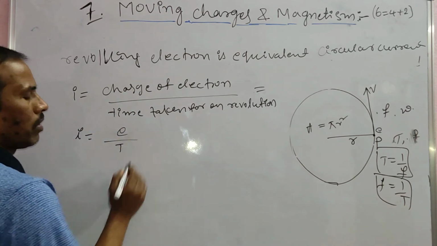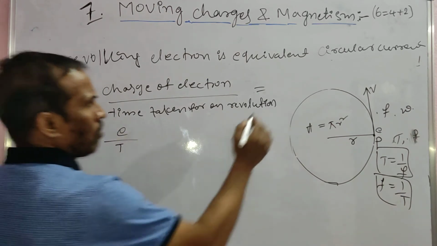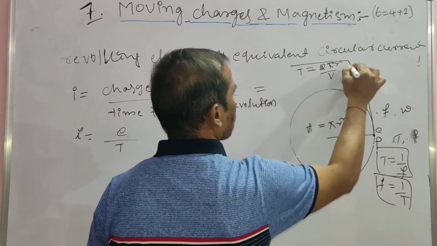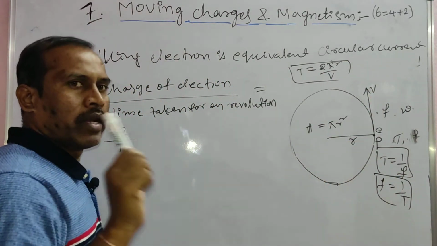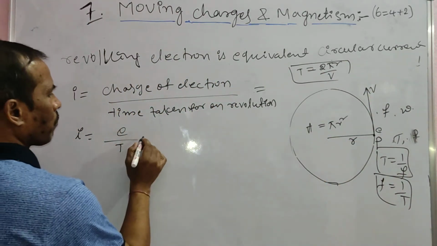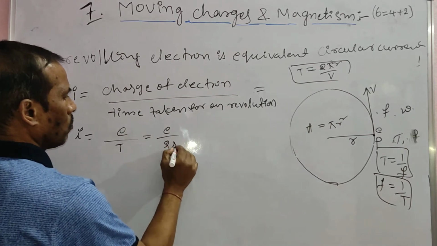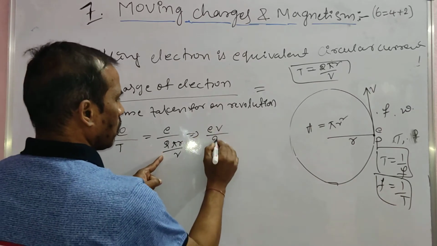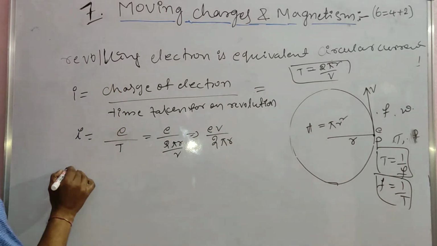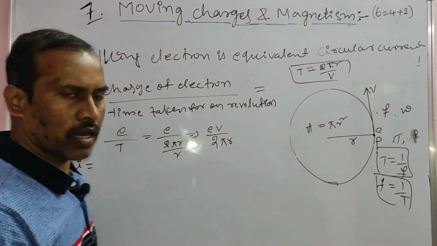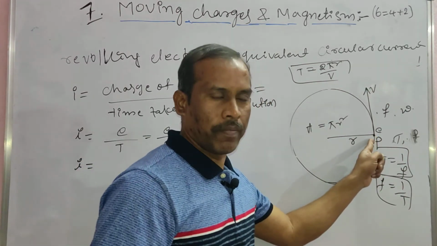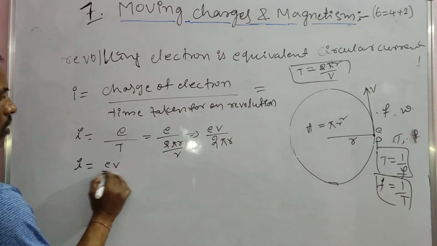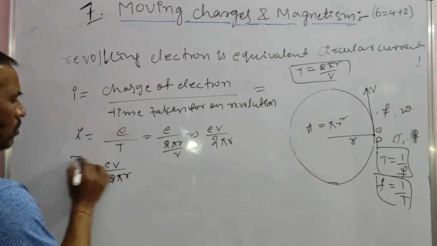T is equal to 2 pi r by v, this is the time taken for one complete revolution. So I is equal to e by (2 pi r by v), that is equal to ev by 2 pi r. Therefore the current passing through that point P is I equal to ev by 2 pi r. This is the current.